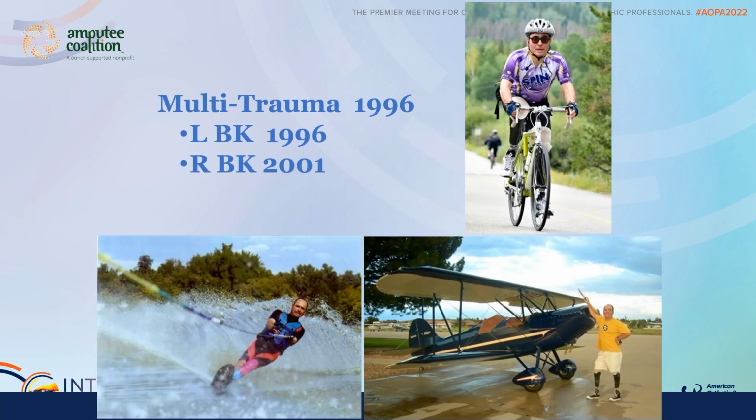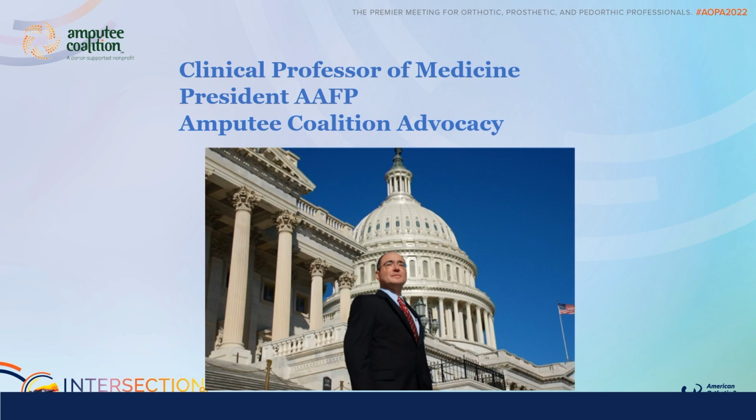He did really great. He had excellent prosthetic care. He had his left BK in 1996, his right in 2001, and he returned to an active lifestyle, which included racing nationally on a snowboard, demonstration water skier for Disabled Sports USA, flying small airplanes. He was promoted in his work to be a clinical professor of medicine, was president of the American Academy of Family Physicians, and was the board chair of the Amputee Coalition. That's me.